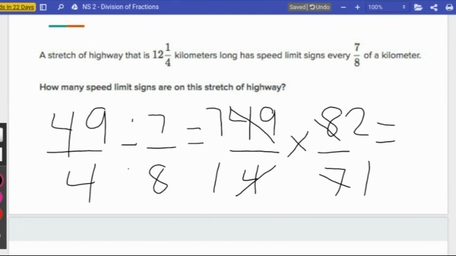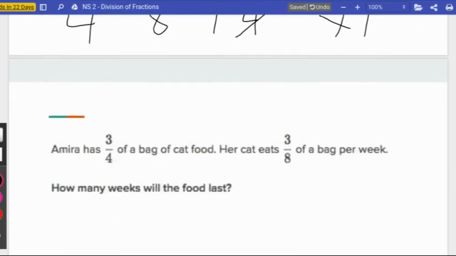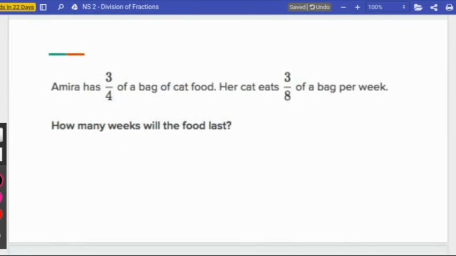7 times 2 is 14. 1 times 1 is 1. So there would be 14 speed limit signs on that stretch of the highway. Okay, pause the video, try this problem on your own, and then come and see how you did.